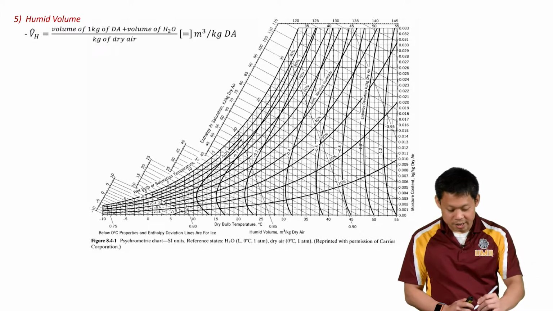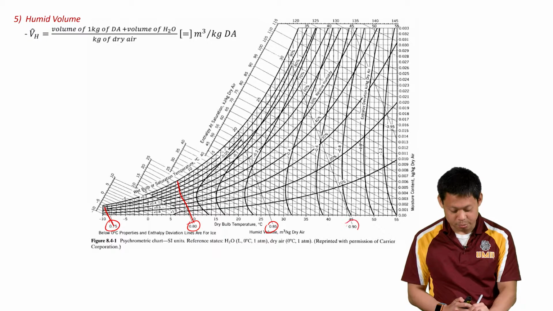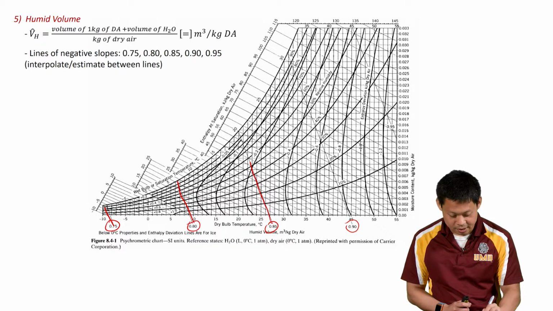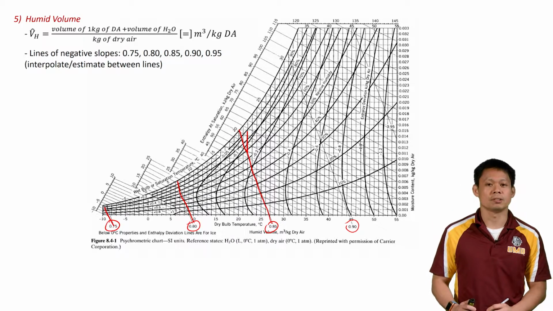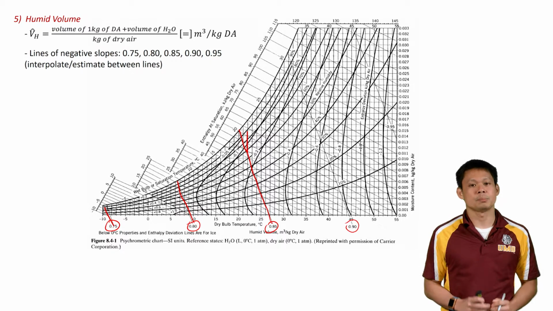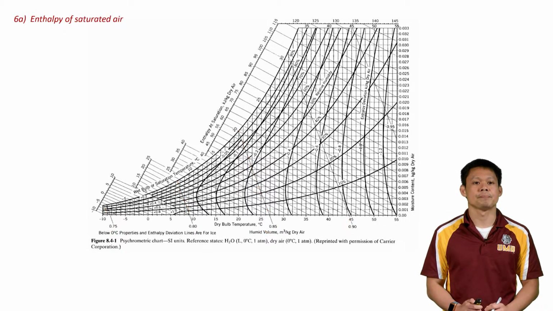And where you're going to see these values, these are the lines of negative slopes right here. You have 0.75, 0.80, 0.85, 0.90. So these are the lines of negative slopes that you can see that go across the humidity charts down here. So what happens if you're somewhere in between? You can see that the lines are spaced quite far apart. All you have to do is just interpolate or estimate between the lines.